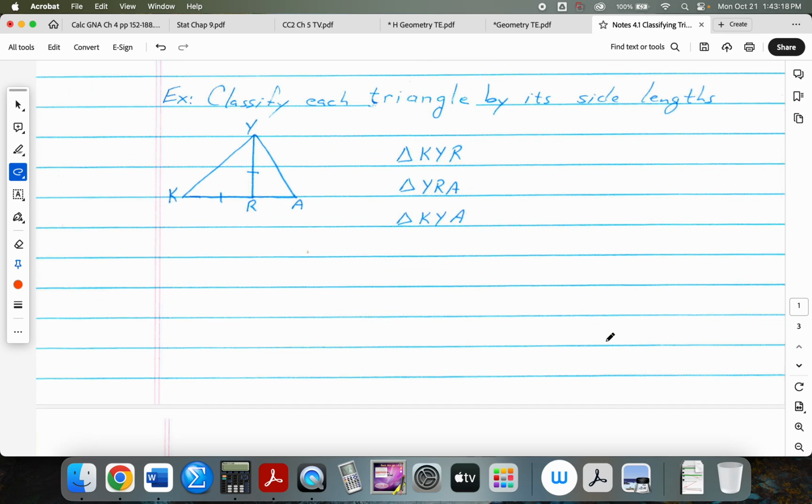One of the things you'll have to do on tonight's assignment will be a problem like this. We'll give you a diagram and it'll say classify each triangle by its side lengths. So if we're looking at triangle KYR, that's this angle over here, how many sides are marked congruent in that triangle? 2, so it is what? Anyone? It's isosceles, thank you.